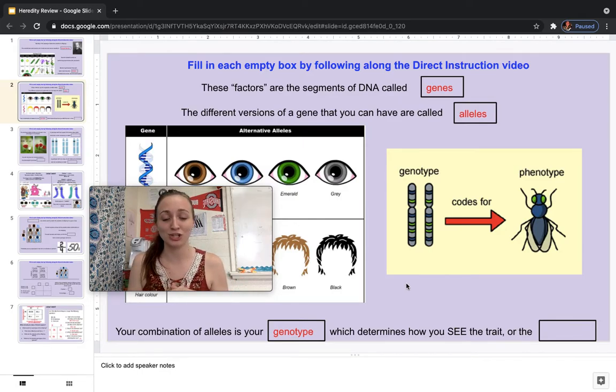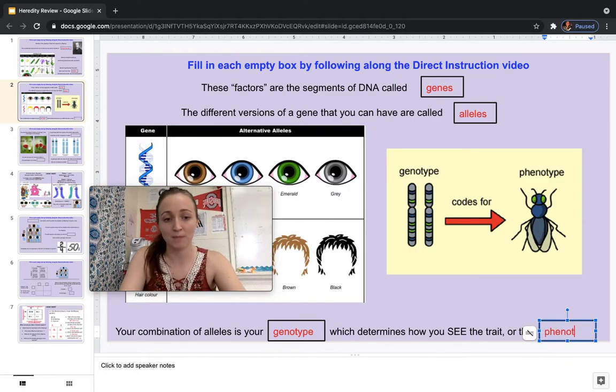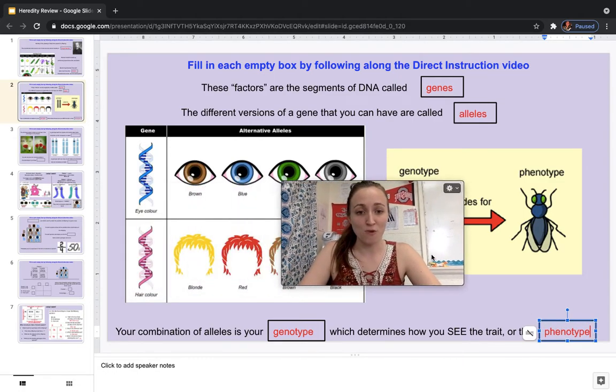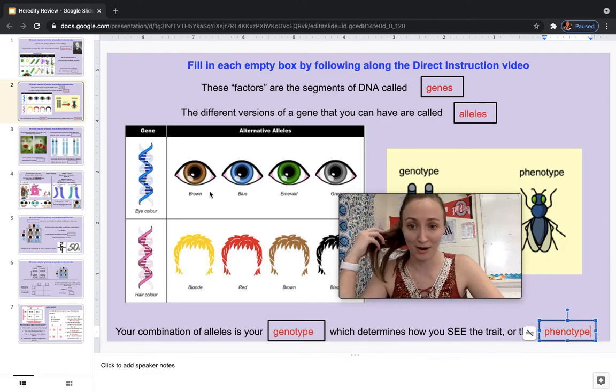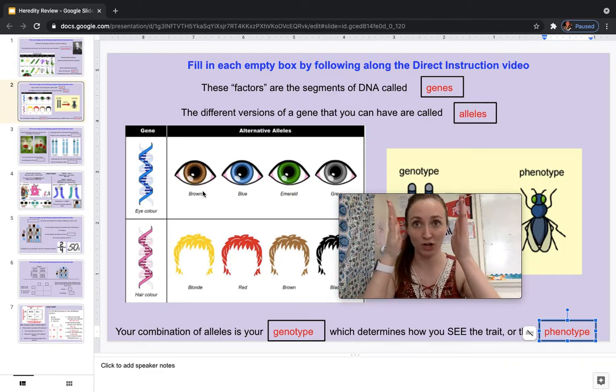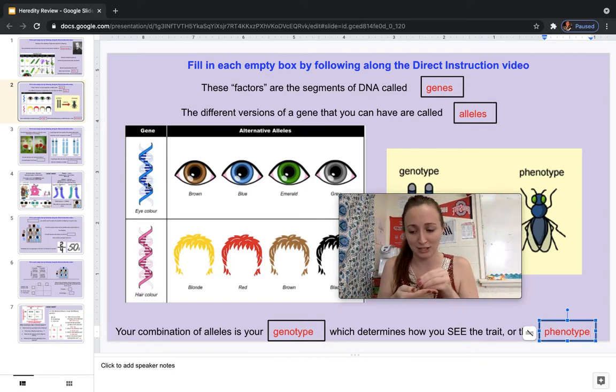So once your genotype is set, it's going to determine the traits that we actually see, which is the phenotype. So if you have a genotype to code for brown hair or brown eyes, the phenotype is what you're actually going to see: oh, this person has brown eyes. You don't see what's actually written in the instructions in the gene, right? That's kind of weird. What we see, the actual physical traits that we can observe, those are our phenotypes.